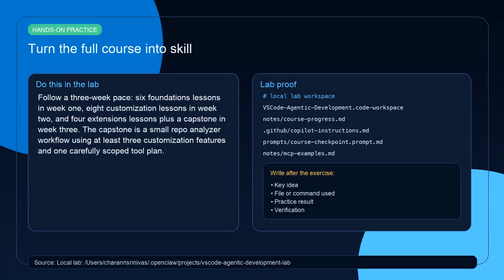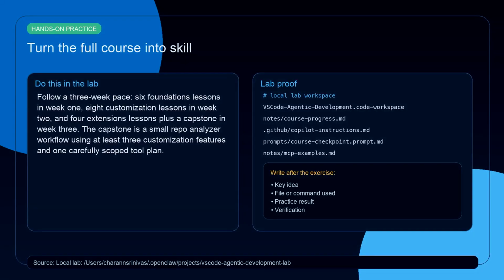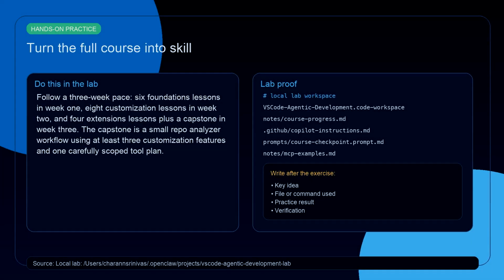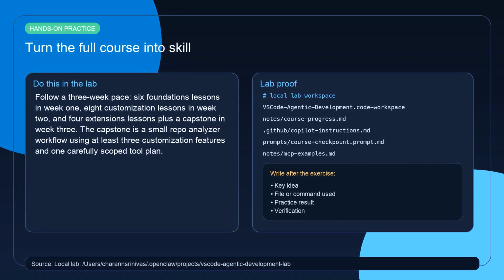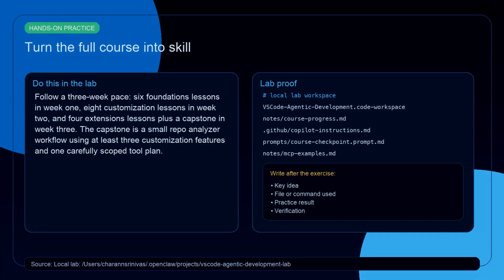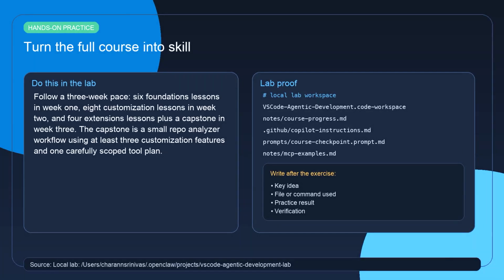Here is the capstone. Follow a 3-week pace: 6 Foundations lessons in Week 1, 8 Customization lessons in Week 2, and 4 Extensions lessons plus a capstone in Week 3. The capstone is a small repo analyzer workflow using at least 3 customization features and 1 carefully scoped tool plan.